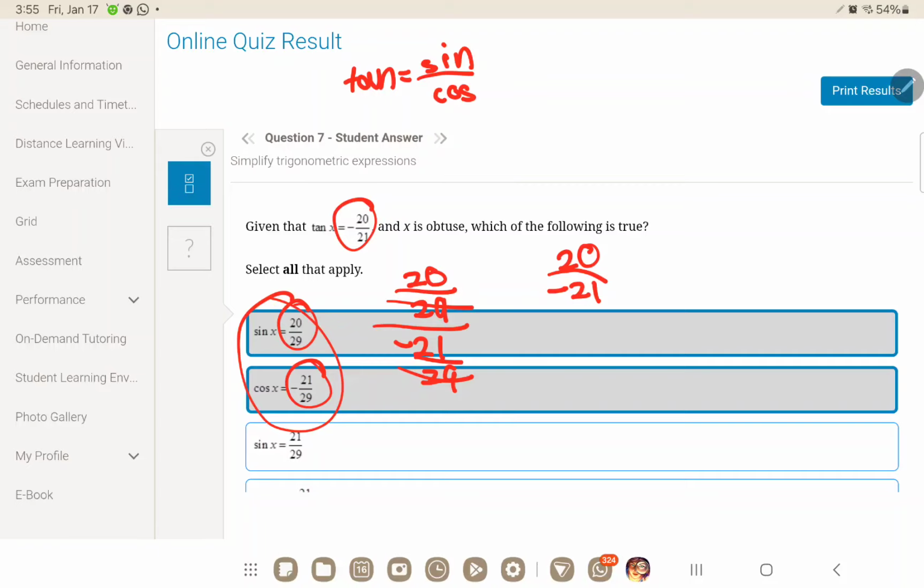So these are your only two correct answers. Unless you had one of them negative sine 20 and positive cosine 21, they will give you the same answer. Just look which two, like always, find the sine with the numerator 20 and the cosine with the numerator 21. The top one is your sine numerator and the bottom one is the cosine numerator. And make sure if the tangent is negative that at least one of them is negative.